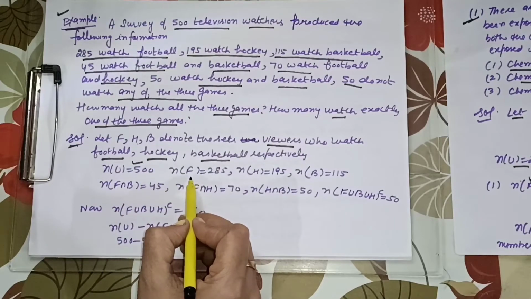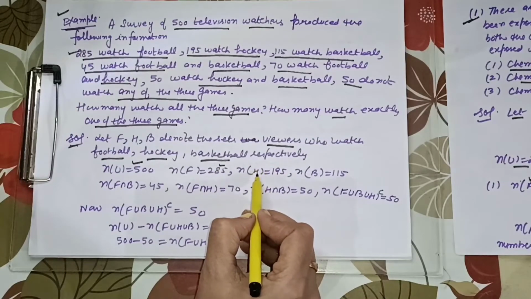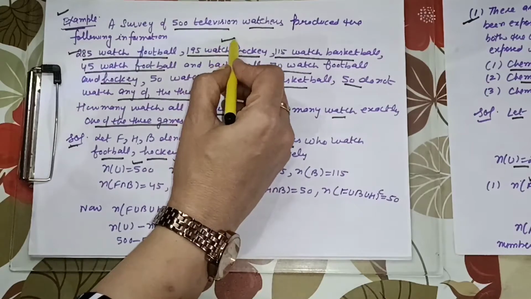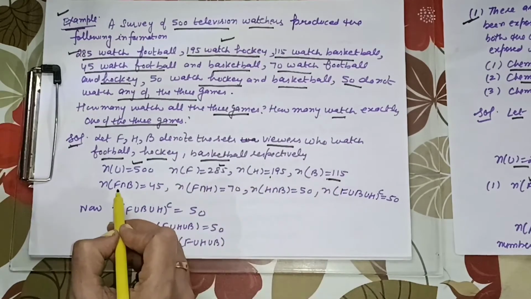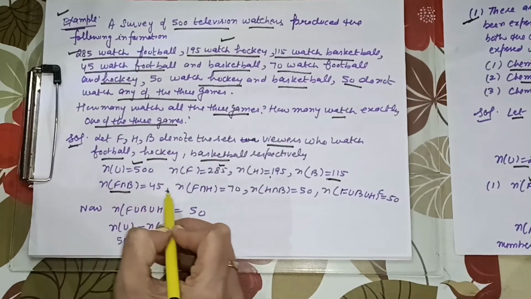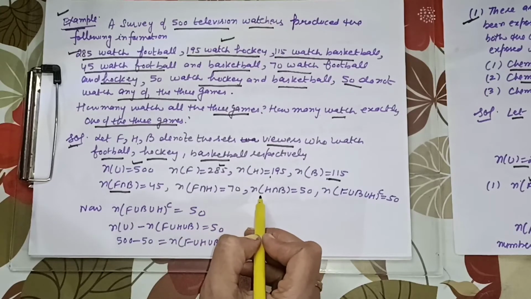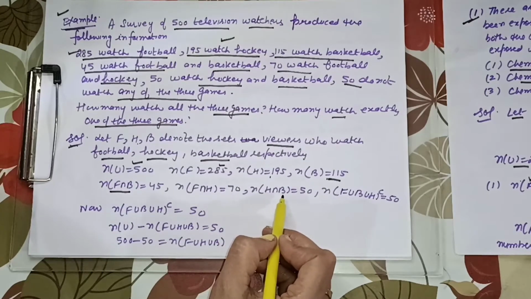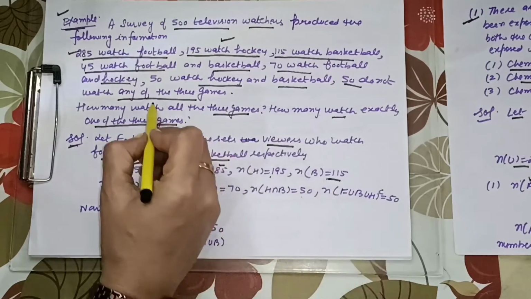Football viewers are 285, hockey viewers are 195, and basketball viewers are 115, as mentioned in the statement. 45 watch football and basketball, that means F intersection B is 45. F intersection H is 70, and 50 watch hockey and basketball. And 50 do not watch any of the three games.